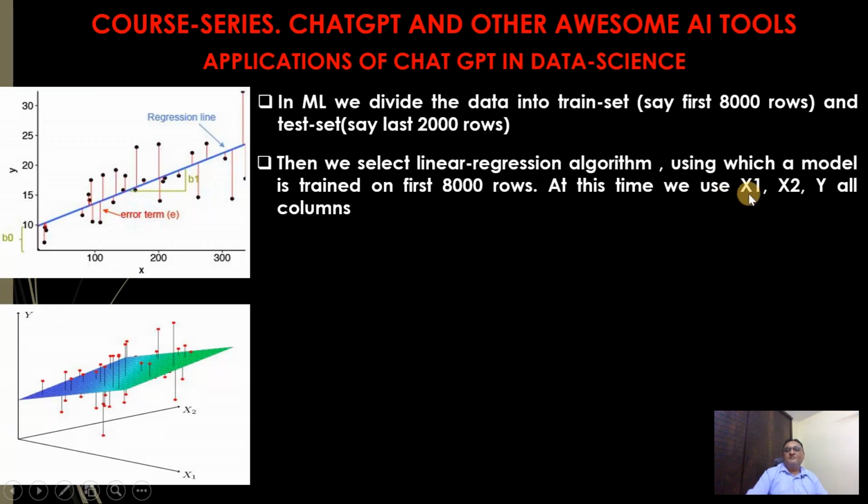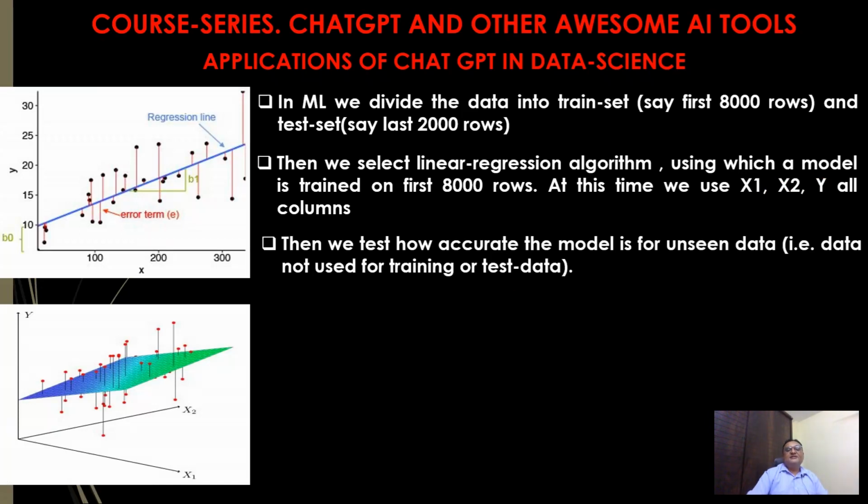At this time, we use x1, x2, y, all columns. So that means we use the predictor variables as well as the target variable. Then we test how accurate the model is for the unseen data, that is for this test set of 2,000 rows. Unseen here means while training, the algorithm was not exposed to this data part. It was trained only on the top 8,000, so it had not seen the result. What are the values of y?